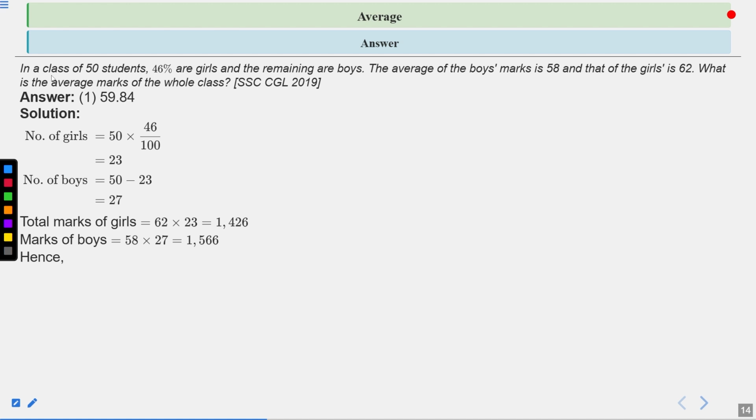So what will be the total average? The average mark of the whole class will become 1426 plus 1566, divided by 50. So when we sum up and divide by 50, we get 59.84. So the average of the whole class becomes 59.84. Next one.